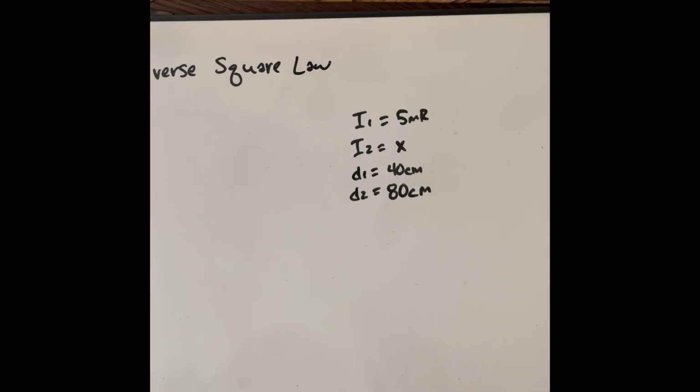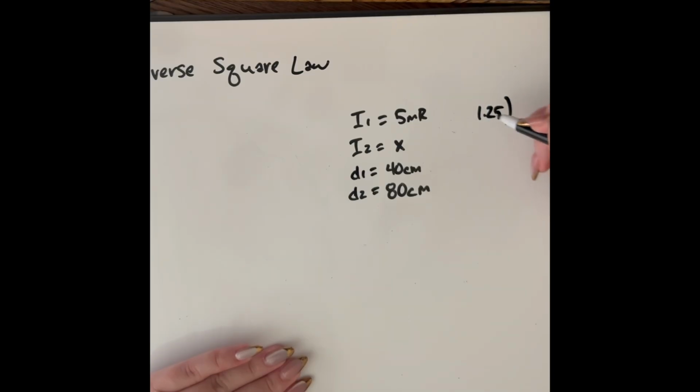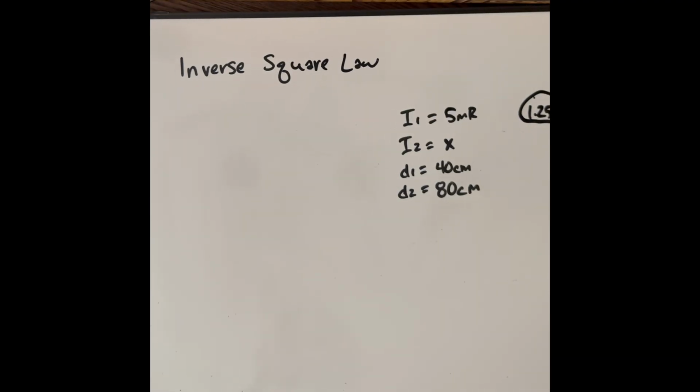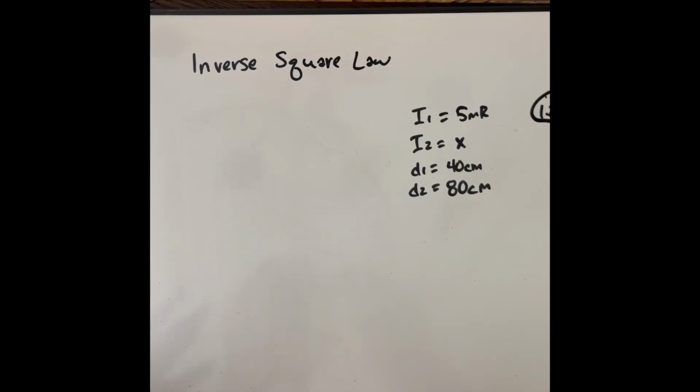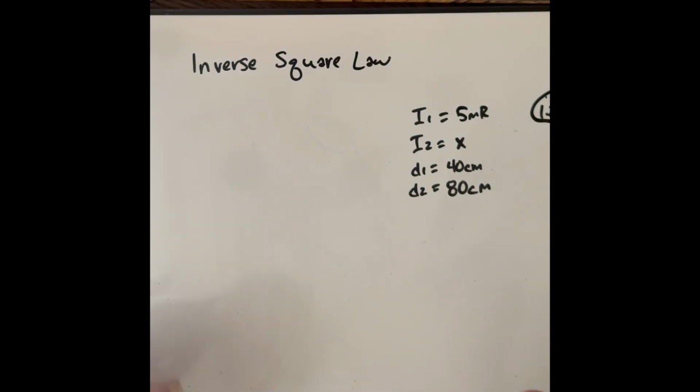If our distance doubles, we should expect, based on our rule of thumb, that our intensity should decrease by a factor of 4. Right off the bat, what we could do here is just do 5 divided by 4, and that'll give us a new intensity of 1.25. That's what I think we're going to end up with, but we're going to do the math to actually figure it out. I'm not going to write the formula out again because we've done it 3 times already, but if you need it, it's just I1 over I2 equals D2 squared over D1 squared.